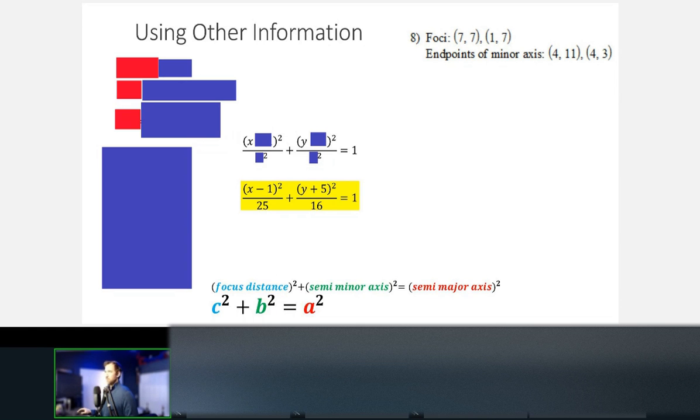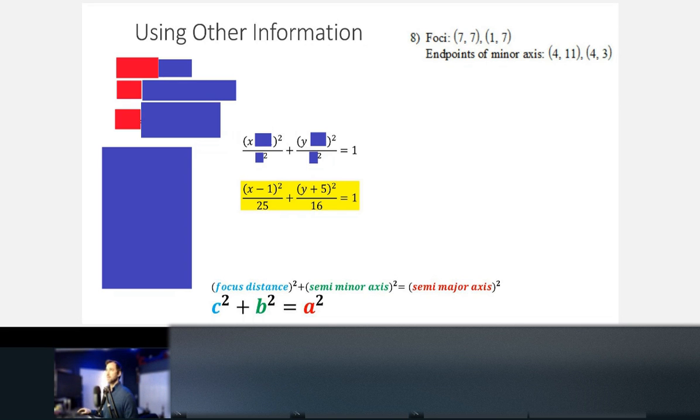All right, so everyone sketched these points, right? So we got 7,7 and 1,7. It looks like the y value is changing. So I'm sorry, the x value is changing. And we all agreed that it's longer in the x direction.